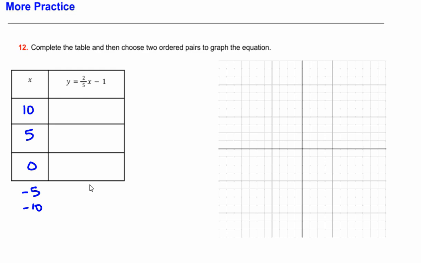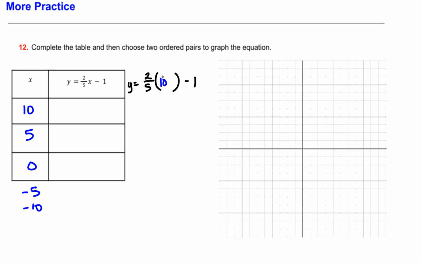Now I'll pick my numbers. Let's start out by plugging in 10 in for x. So 2/5 times 10 minus 1. Well, if you're not sure about multiplying fractions, you can just multiply the tops. So 2 times 10 is 20, divided by 5 is 4. So 4 minus 1 will give me 3. So I have the ordered pair 10, 3.